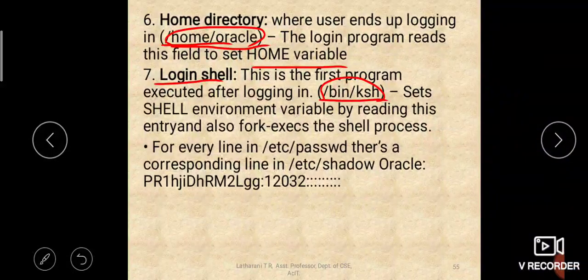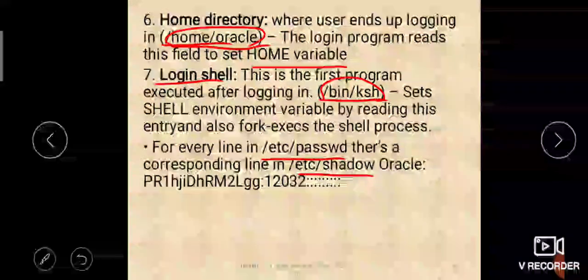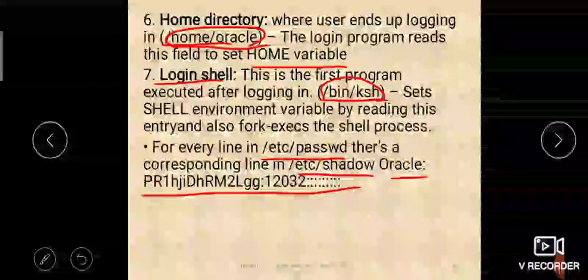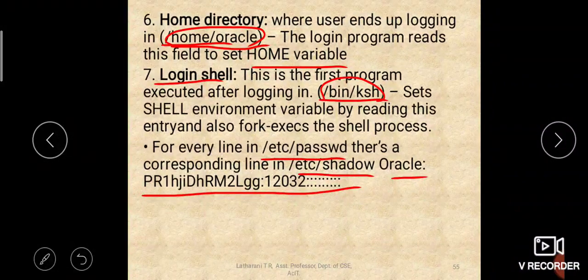For every line in /etc/passwd, there is a corresponding line in /etc/shadow. Okay, so for any user's entry which is made in /etc/passwd, the corresponding entry will be there in /etc/shadow, because shadow will be storing the encrypted version of the password. So that entry will be like this: oracle, some encrypted password, some other contents. So for the Oracle user, the corresponding entry is this one.